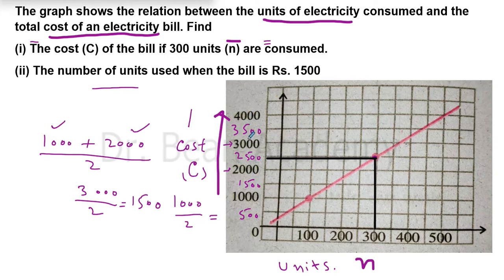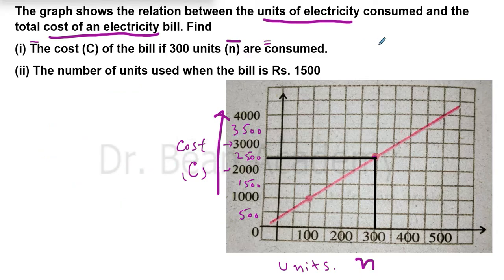And the same is the case for this interval, it will become 7000, and if you divide 7000 by 2, you will get 3500. Okay, so now we can answer the question: the cost of the bill if 300 units are consumed.